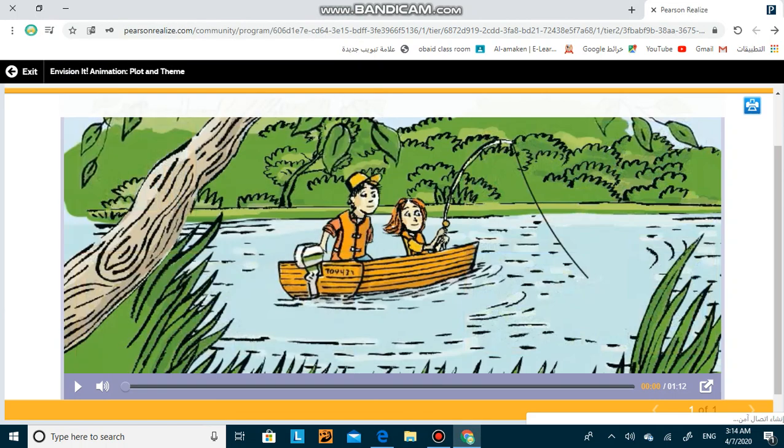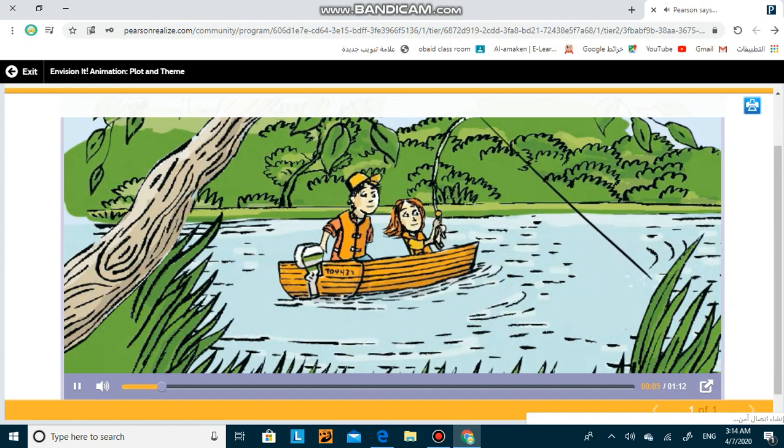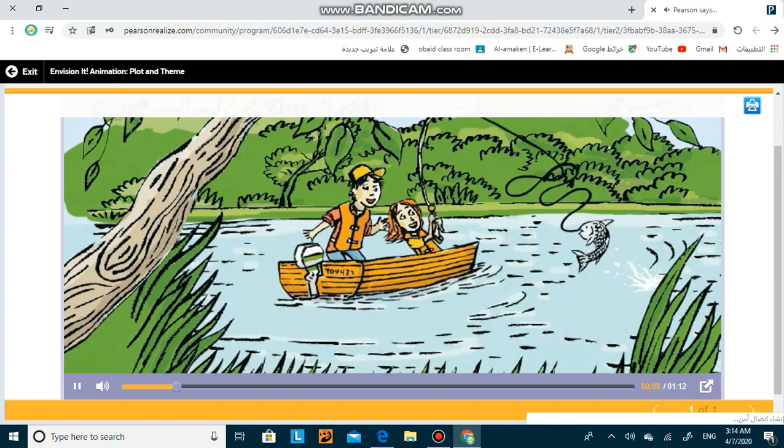Good morning. Knowing the story elements or the story parts helps us to understand the story. Our reading skill today is plot and theme. What is a plot and what is the theme? Let us watch this video to know what the story elements are. The parts of a story help you understand the story better. Let's try to figure out the parts of this story.